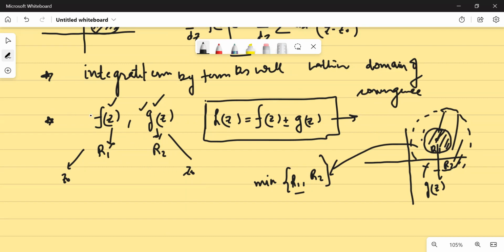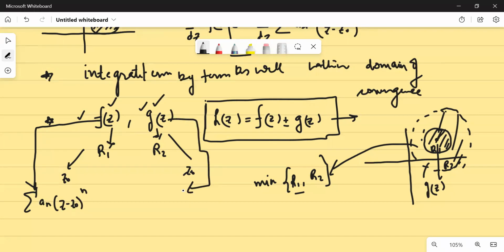So always remember, if you have two power series, let's say f(z) can be written as the summation of a_n into (z minus z naught) raised to power n, and g(z) can be written as the summation of b_n into (z minus z naught) raised to power n, and the radii of convergence are r1 and r2, then the sum, or let's say the subtraction, will converge for the minimum of both. Are you getting my point till now?